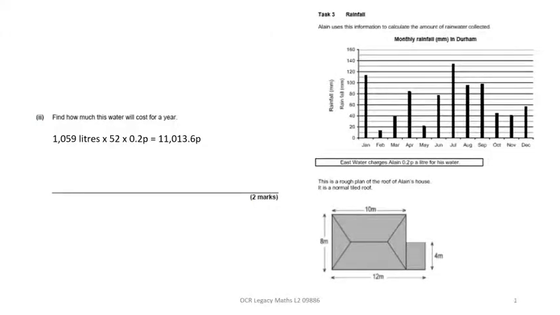Right, so we're looking at the next part. Find how much water will cost for a year. Well, the water is 0.2 pence per litre. So we take our litres from our previous question. We times that by 52 weeks of the year. Times that by 9.2p, which gives us 11,013.6p. Remember, this is pence.